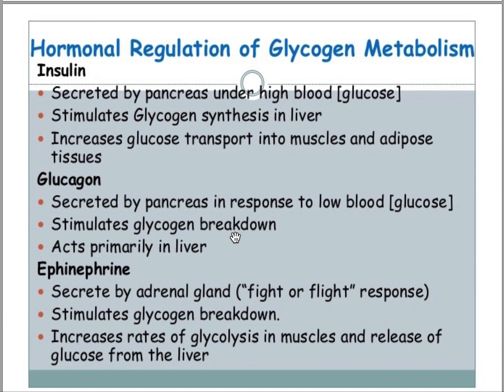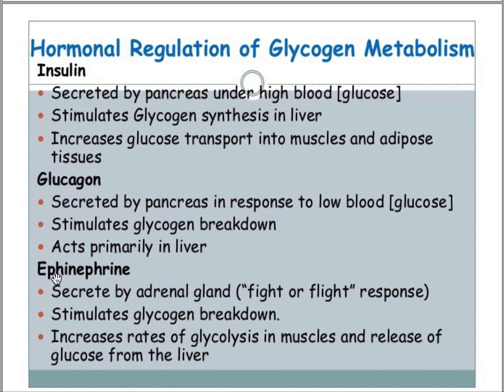So hormonal regulation of glycogen metabolism. There are 3 hormones involved: the first one is insulin, the second glucagon, and the third epinephrine. Insulin is secreted by the pancreas under high blood glucose level, and it stimulates glycogen synthesis in liver and increases glucose transport into muscle and adipose tissues for breakdown. And glucagon is secreted by the pancreas in response to low blood glucose, and it stimulates glycogen breakdown, acting primarily in the liver to elevate the blood glucose level.